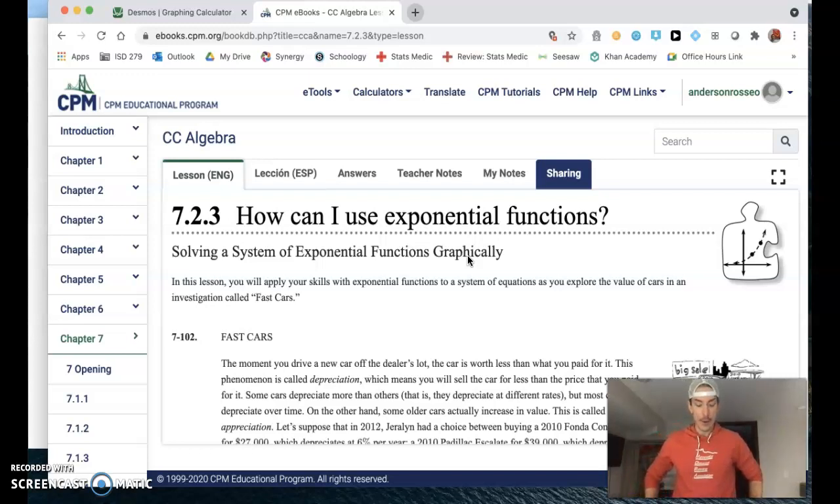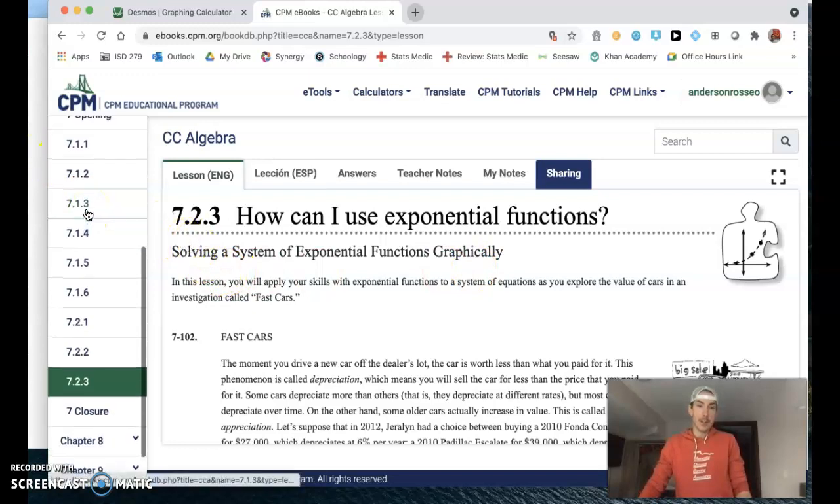Today we are looking specifically at the use of graphing and graphical technology in order to enhance some problem solving. And we've got a problem that sets up really well for our needs today, and it's problem 7-102 in your book. So you'd log in, you'd find chapter 7, you'd scroll all the way down to 7.2.3, and we're going to look at this problem right here.